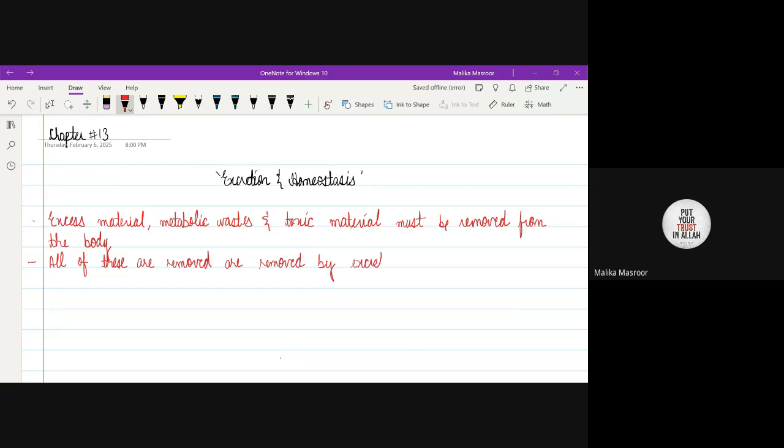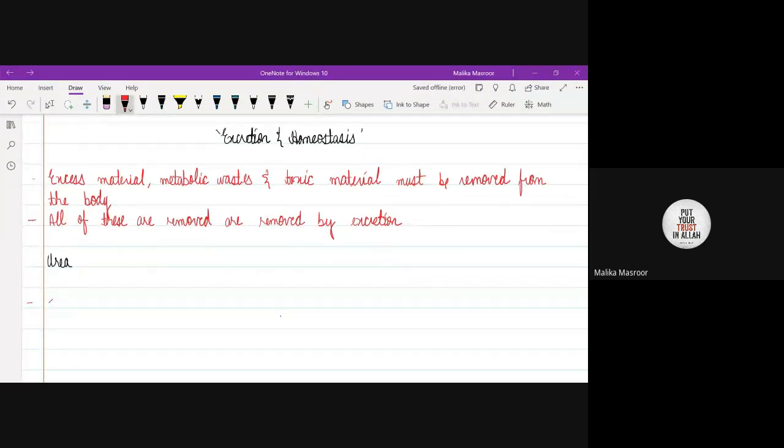The first substance that is mainly found in your excretion is urea. Okay. So it is a waste product that is produced in the liver in humans. And urea is removed from the blood by the kidneys.